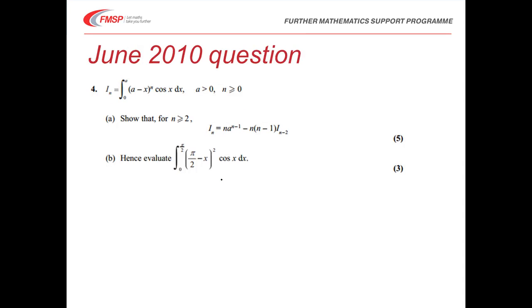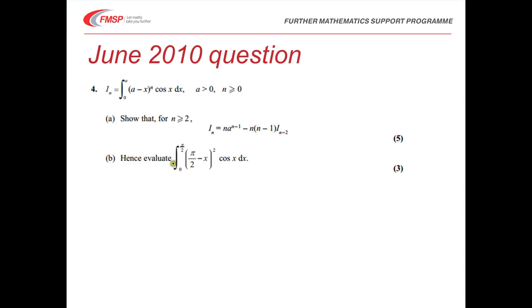Okay, our next question is a reduction formula for integration. So here we've got this sequence of integrals. They're definite integrals from 0 to a of some function of x, and we've got to show that if n is greater than or equal to 2, we have this relationship between I_n, the subscript powers and involving that, and most importantly I_{n-2}.